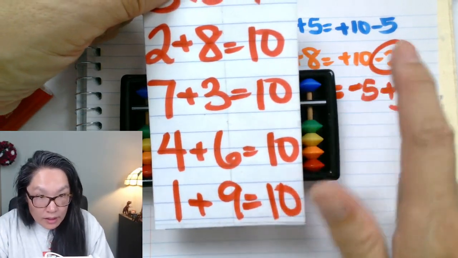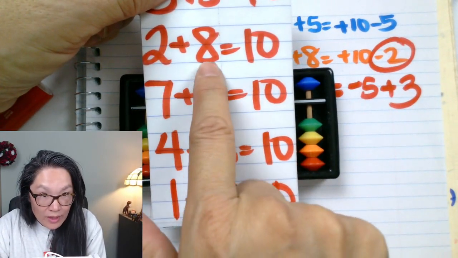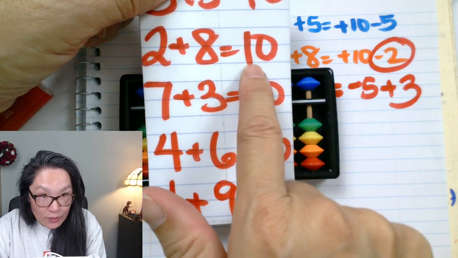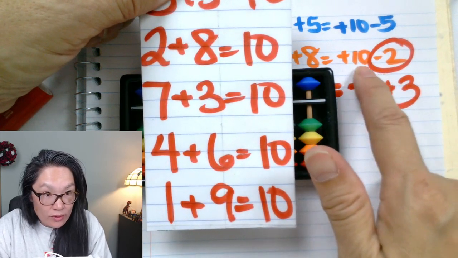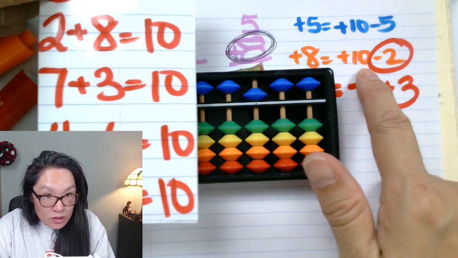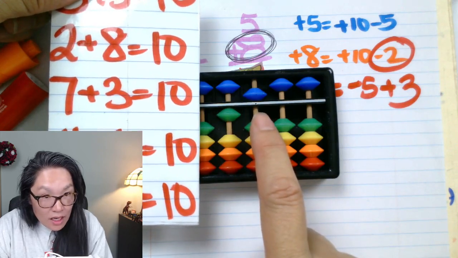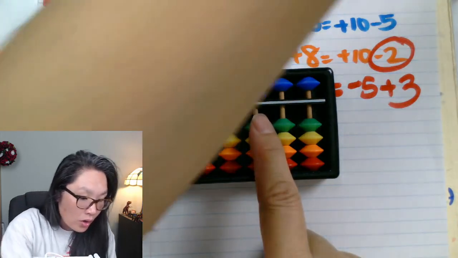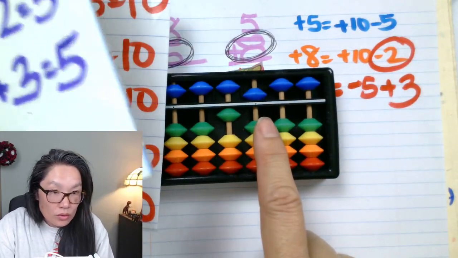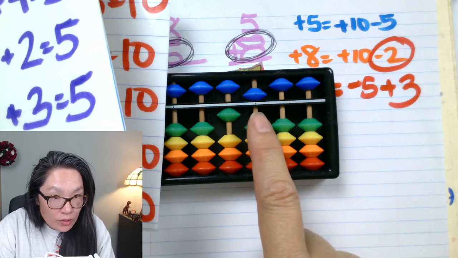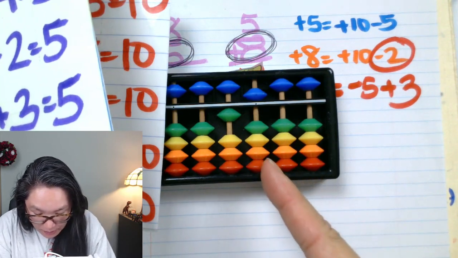Yeah. So here, this is my pair. I want to add the 8. To add the 8, I want to plus the 10 minus the 2. That's what I'm doing here, right? So I want to add the 10. But now, if you notice, I cannot take away the 2. Uh-oh. What can I do to take away the 2? I have no beads to take away the 2.